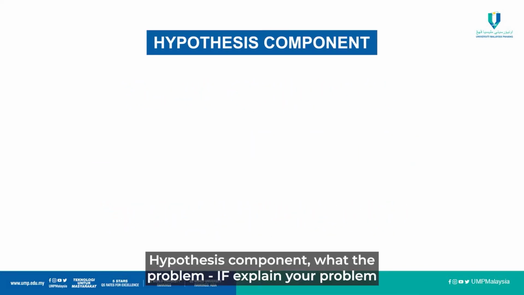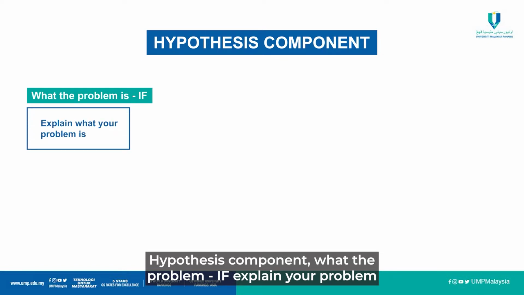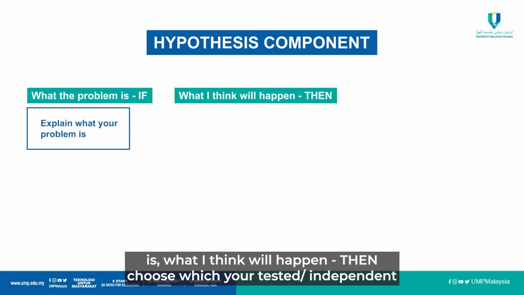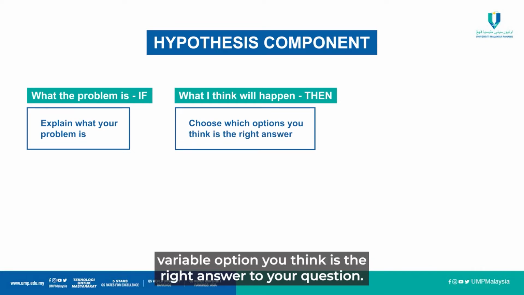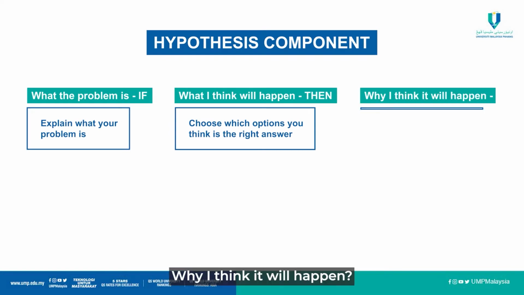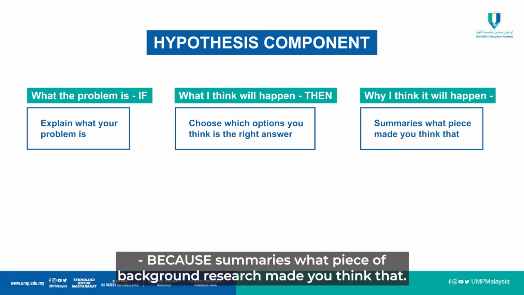Hypothesis components: what the problem is. Explain what your problem is. What I think will happen: then choose which of your tested independent variable options you think is the right answer to your question. Why I think it will happen: because, summarize what piece of background research made you think that.